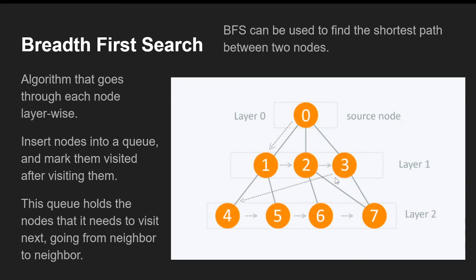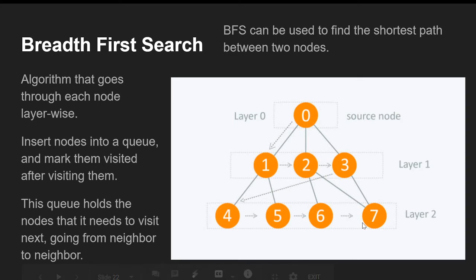After we're done that layer, and after we've marked them all visited, the queue will go back to number 1. Since 1 is connected to 4 and 5, we add 4 and 5 to our queue. Then from 2, it's going to go to 6, and we add 6 to our queue, and then 3 is going to go to 7, and we add 7 to our queue. In this specific order, we're going to be going through each of the nodes, and once we visit it, we mark it visited.